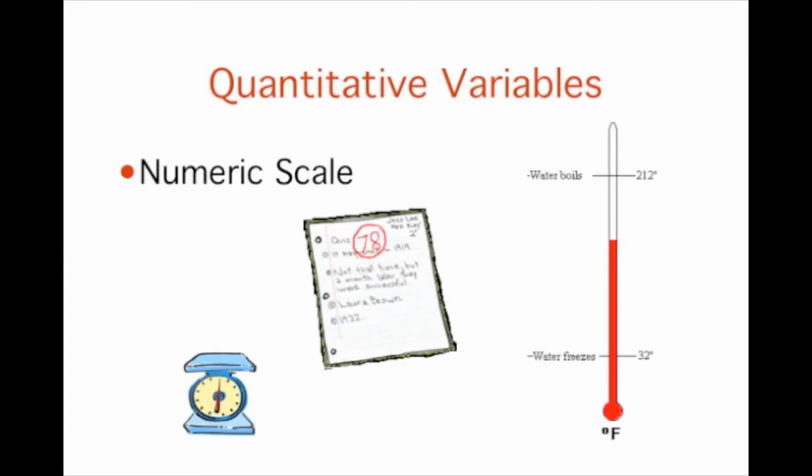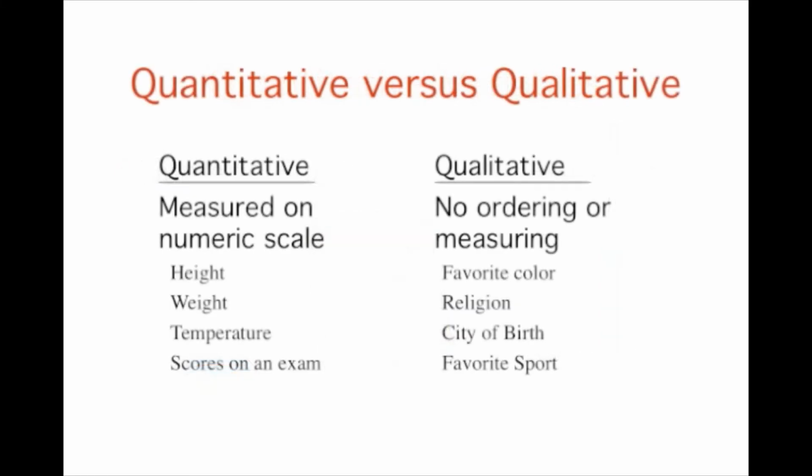Quantitative variables are variables measured on a numeric scale. Height, weight, temperature, and scores on an exam are all examples of quantitative variables. Quantitative variables are distinguished from categorical variables, such as favorite color, religion, city of birth, and favorite sport, in which there is no ordering or measuring involved. Categorical variables are sometimes called qualitative variables.